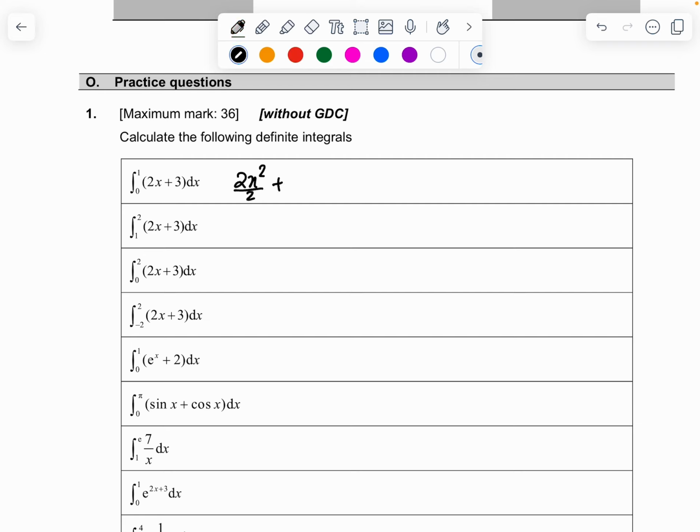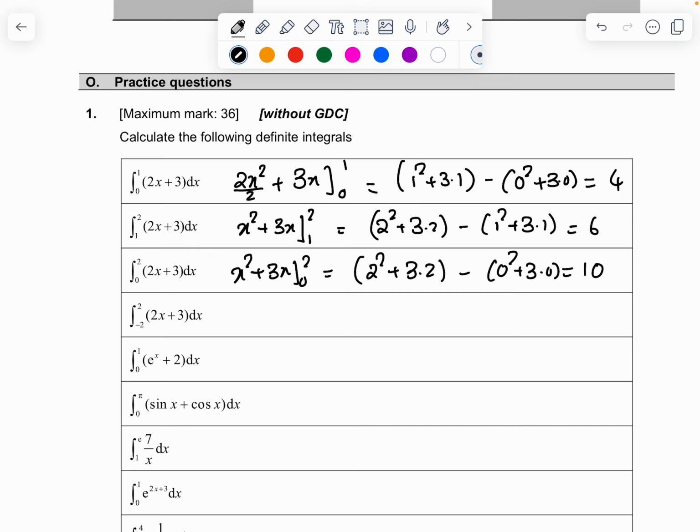Now again the second one, it's going to be the same, x square plus 3x. This time the limits are going to be 1 to 2. So 2 square plus 3 times 2 minus 1 square plus 3 times 1, which is going to give me 6. The same question with different limits, 0 to 2. This is 2 square plus 3 times 2 minus 0 square plus 3 times 0. It's going to give 10.